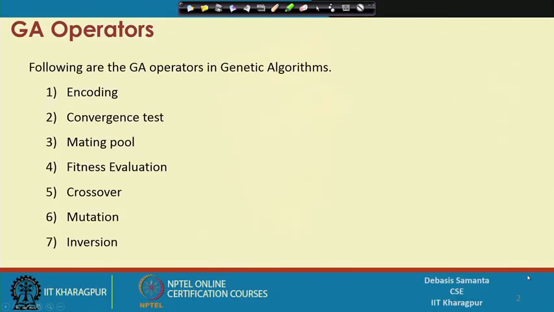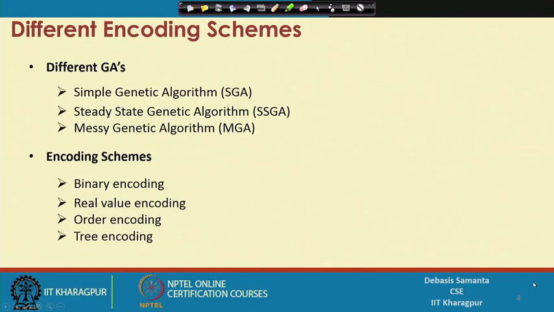Again I repeat, the different operations are the encoding, the convergence testing, then creating mating pool and fitness evaluation, which are basically part of the selection, and then the reproduction, which includes the operations of crossover, mutation and inversion. So, today we will discuss encoding.